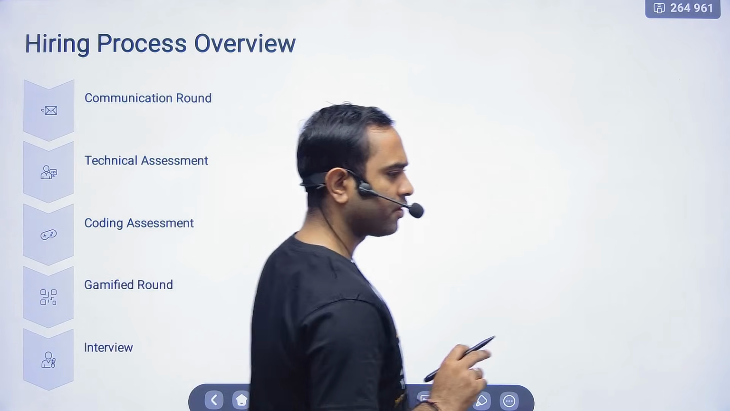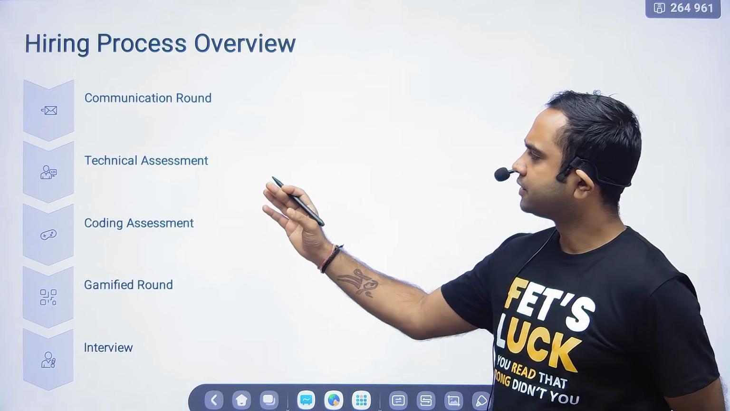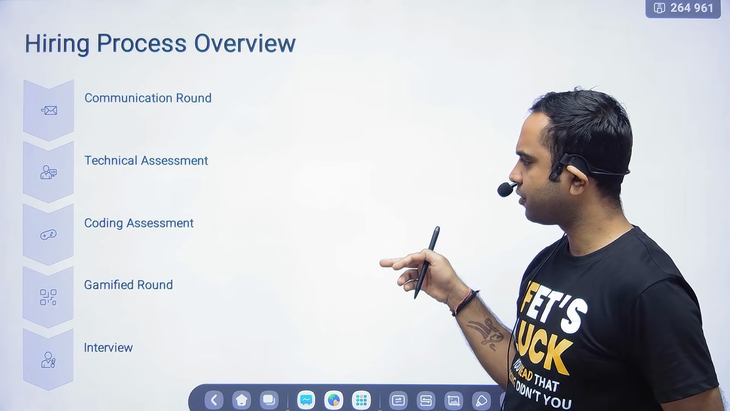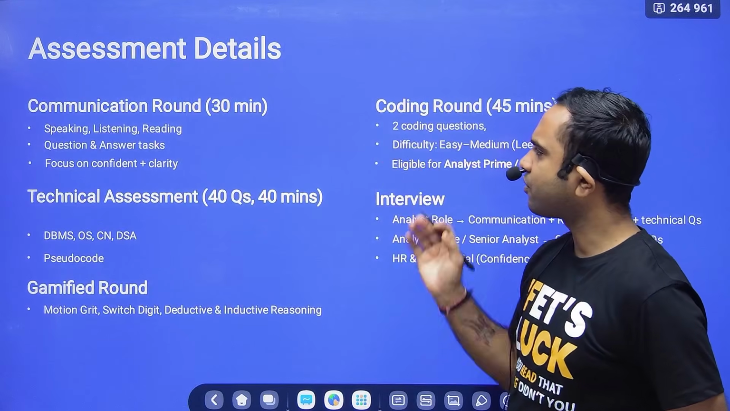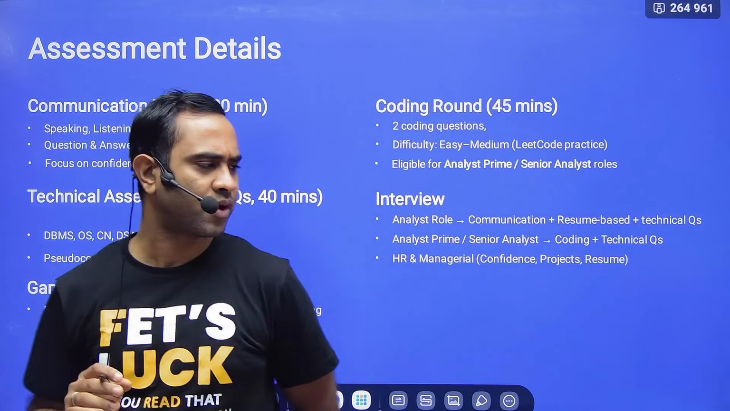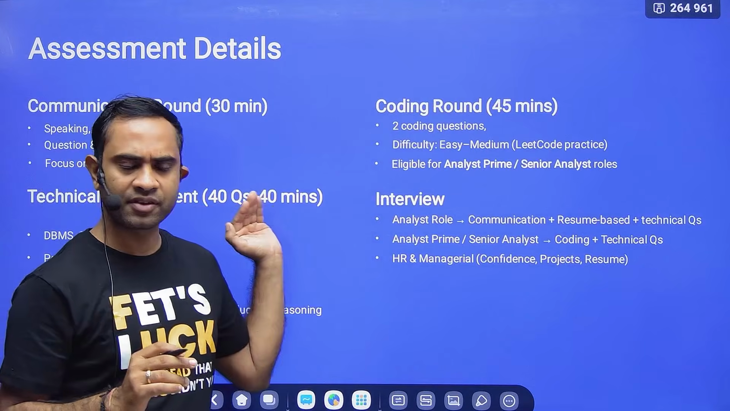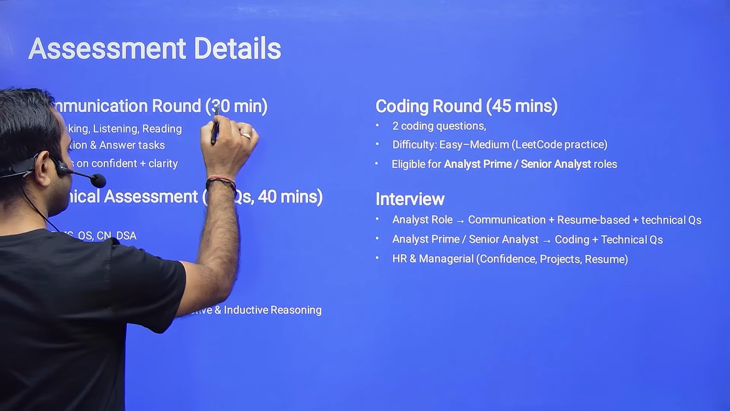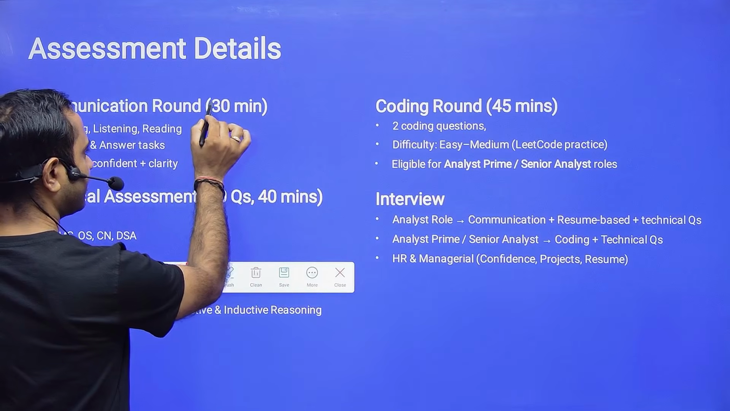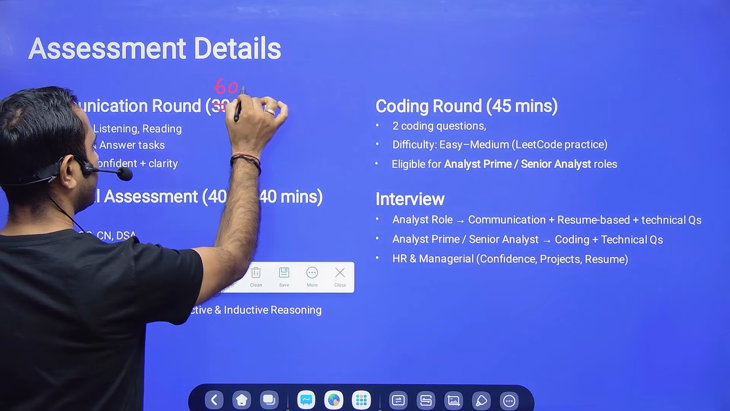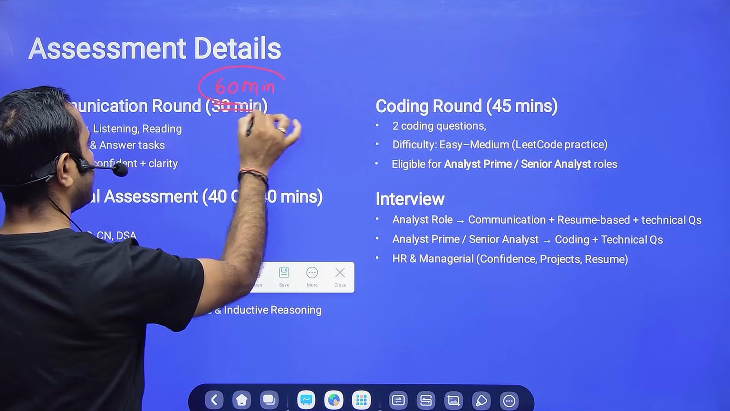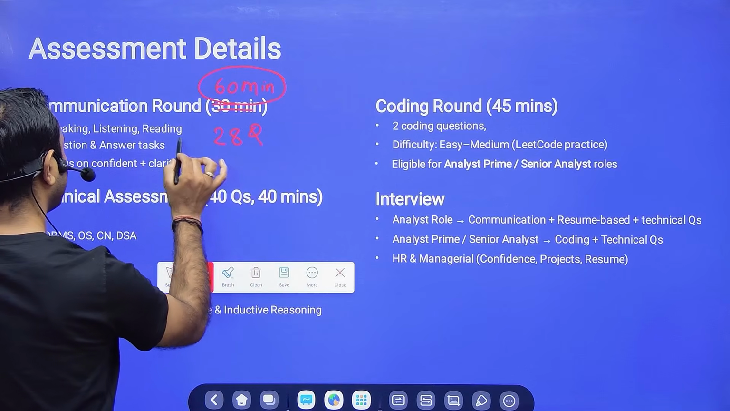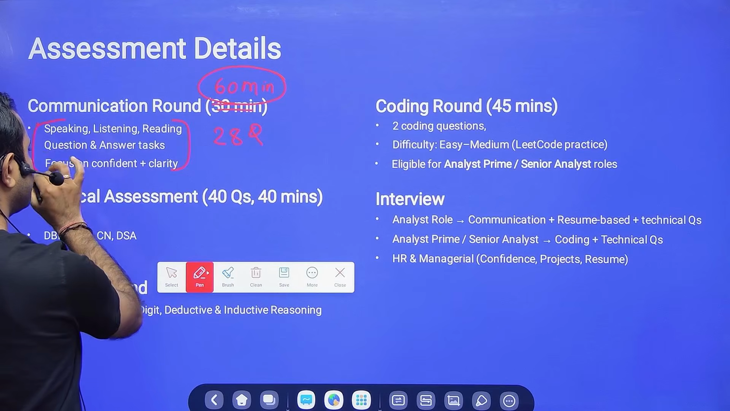So this is the flow. First the communication round will be there, then technical assessment, then coding assessment, then gamified round, and then you will have interviews. The communication round was 30 minutes last year, but this year they have made it 60 minutes, and there are also some changes in the pattern. The total number of questions will be 28. We will discuss in detail, and this part has also changed.